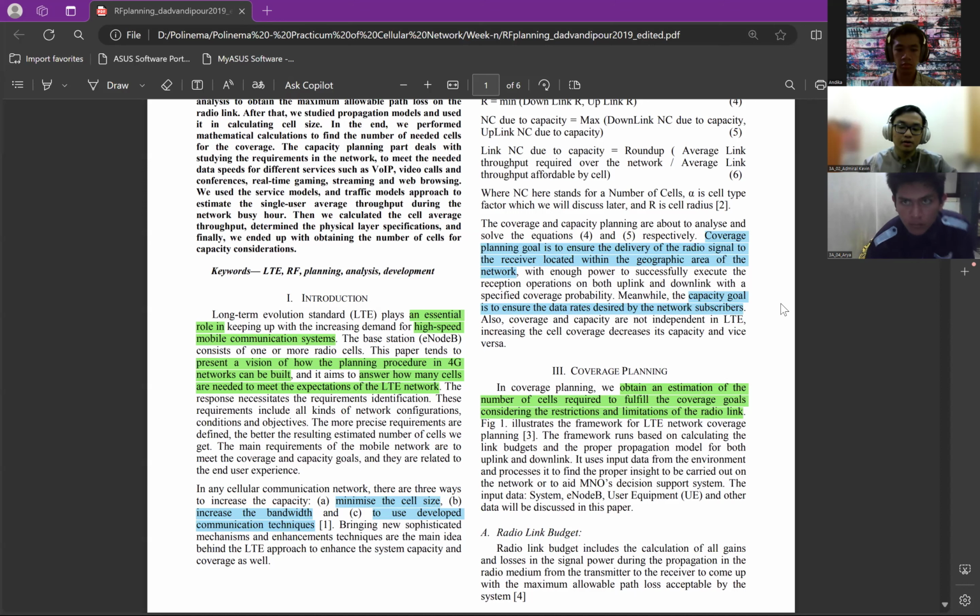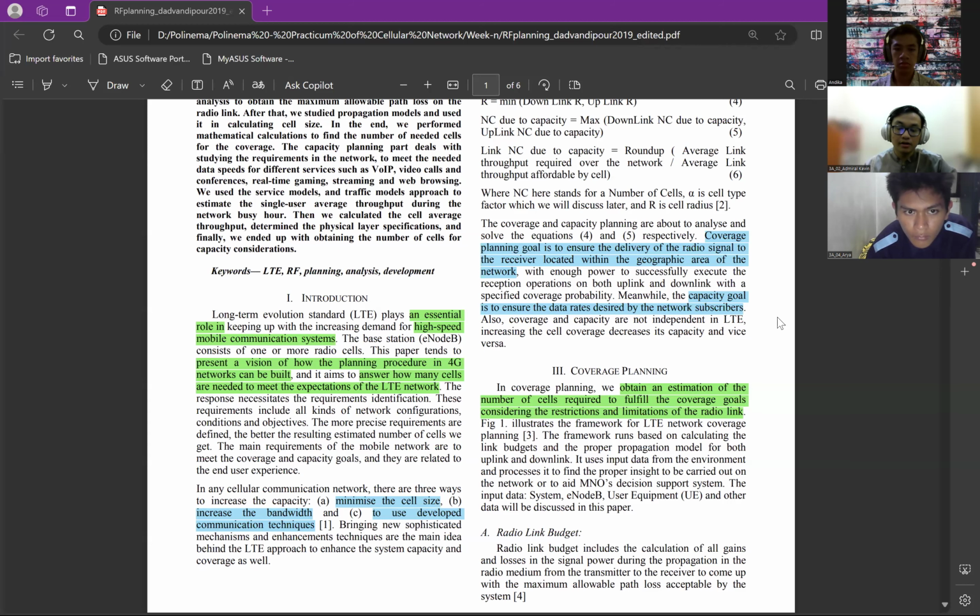And the last point is the key takeaway. The number of cells needed in an LTE network depends on the specific requirements for coverage, capacity, and user experience. There's no one-size-fits-all answer, and network planners must consider various factors to optimize the network.